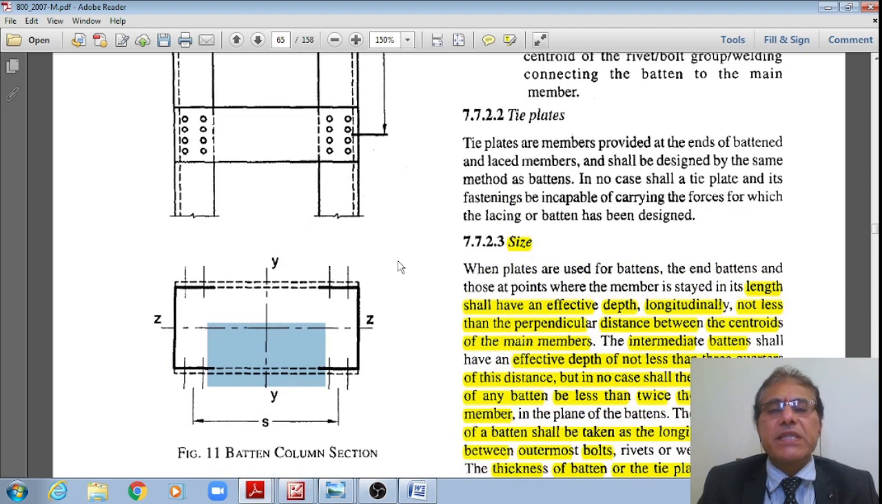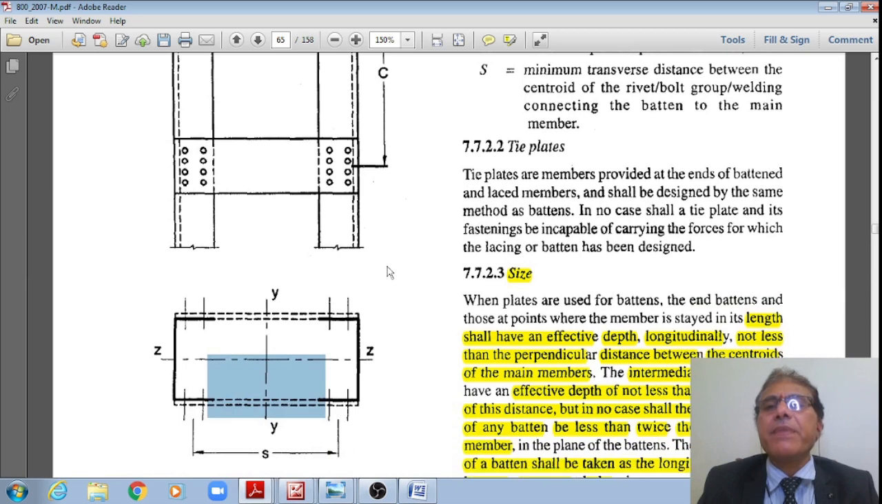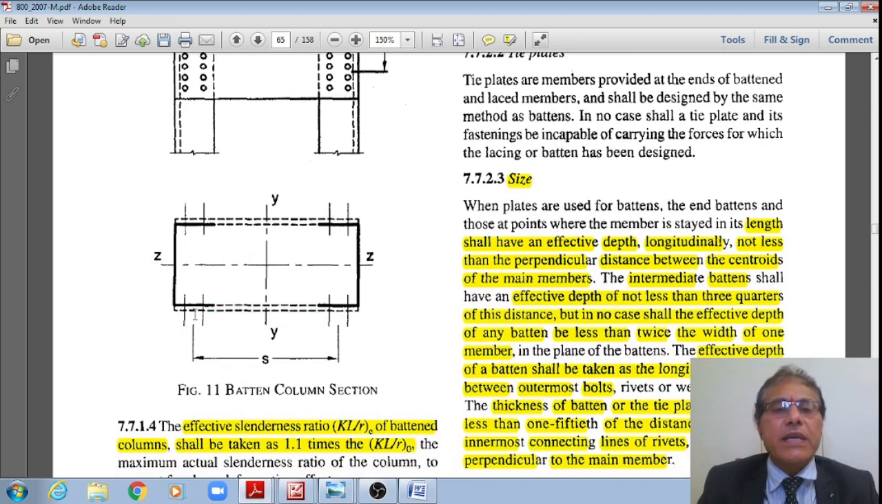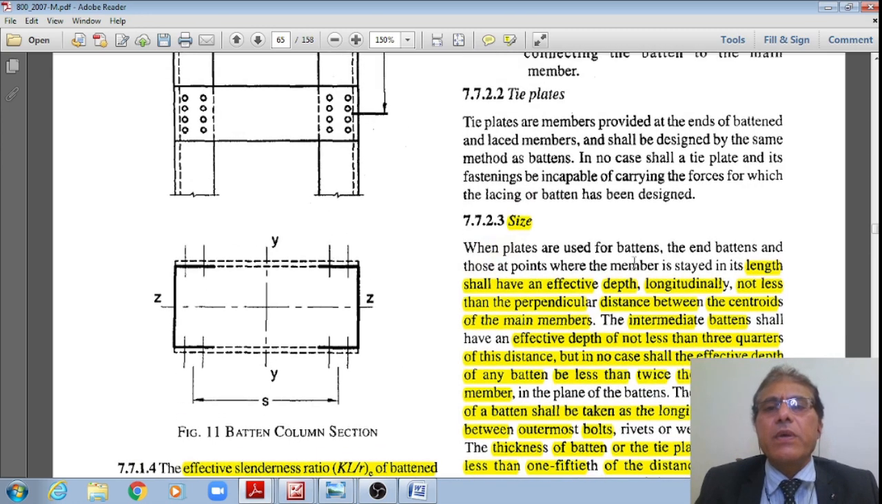Here in this figure capital N is equal to 2, and S is the minimum transverse distance between the centroids of the rivets or bolts group or that of the welding. That is how center to center of this riveted group to this riveted group is what is notated by capital S. These are the notations.